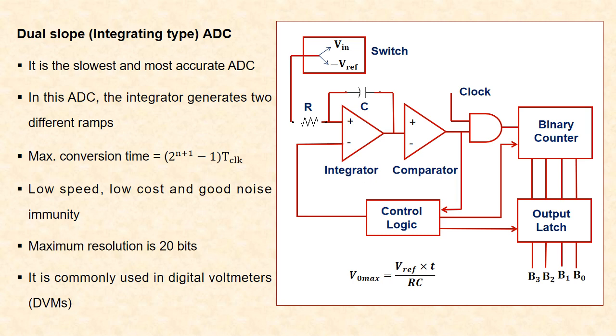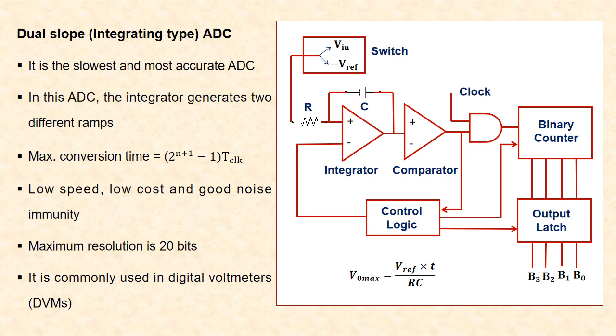The maximum conversion time for dual slope ADC is (2 to the power n plus 1, minus 1) into T clock. T clock is the clock time period. N is the number of bits. It is the slowest ADC and it is less expensive and has good noise immunity. Its maximum resolution is limited to 20 bits. It is commonly used in digital voltmeters, that is DVMs.